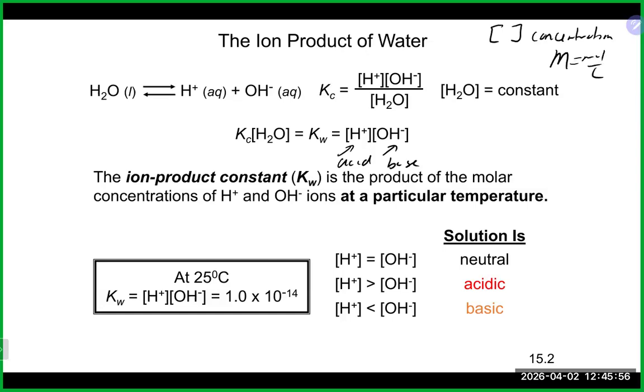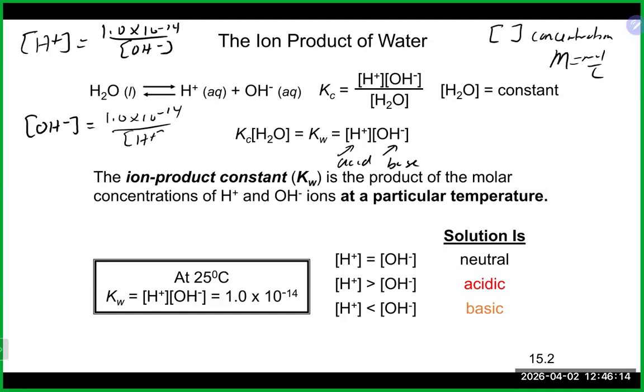The good news is if you have one of the concentrations, you could solve for the other by taking 1 times 10 to the minus 14 divided by the other concentration. It really is the same calculation, regardless of which one you are solving for. Now you can compare the H plus concentration to the OH minus concentration, which is basically comparing the acid part of the solution to the base part of the solution.